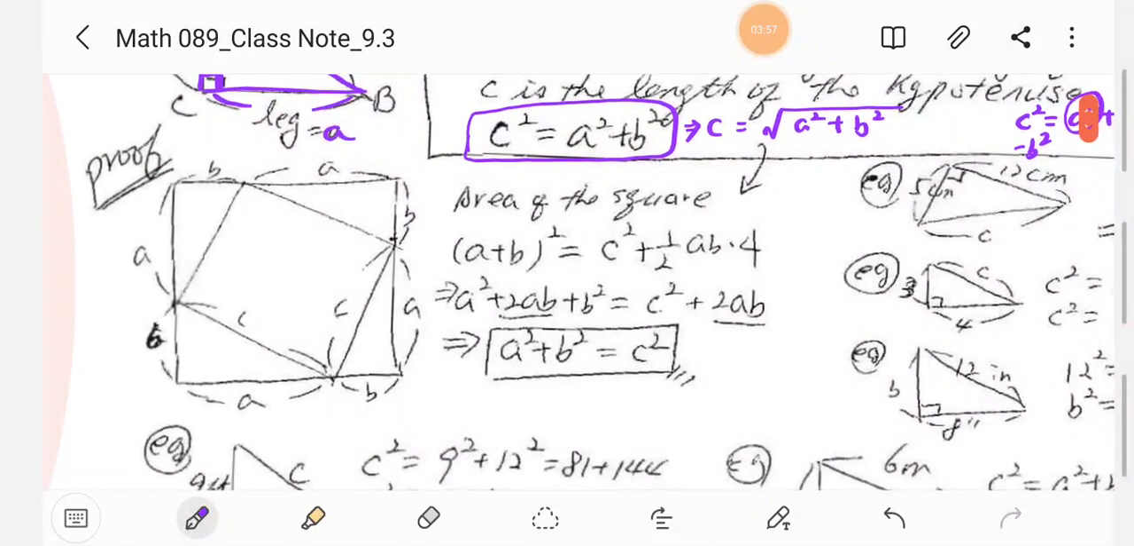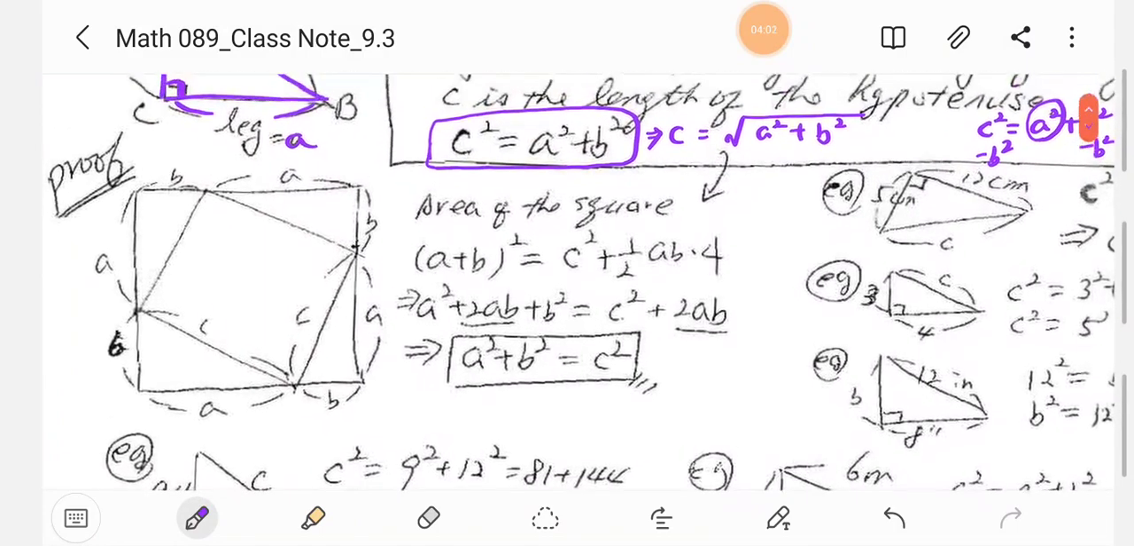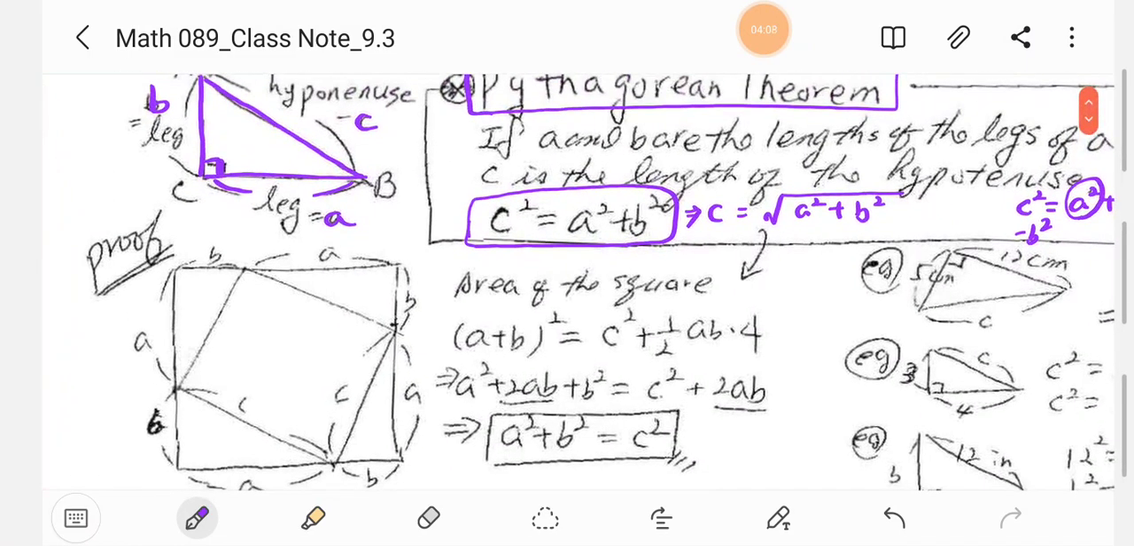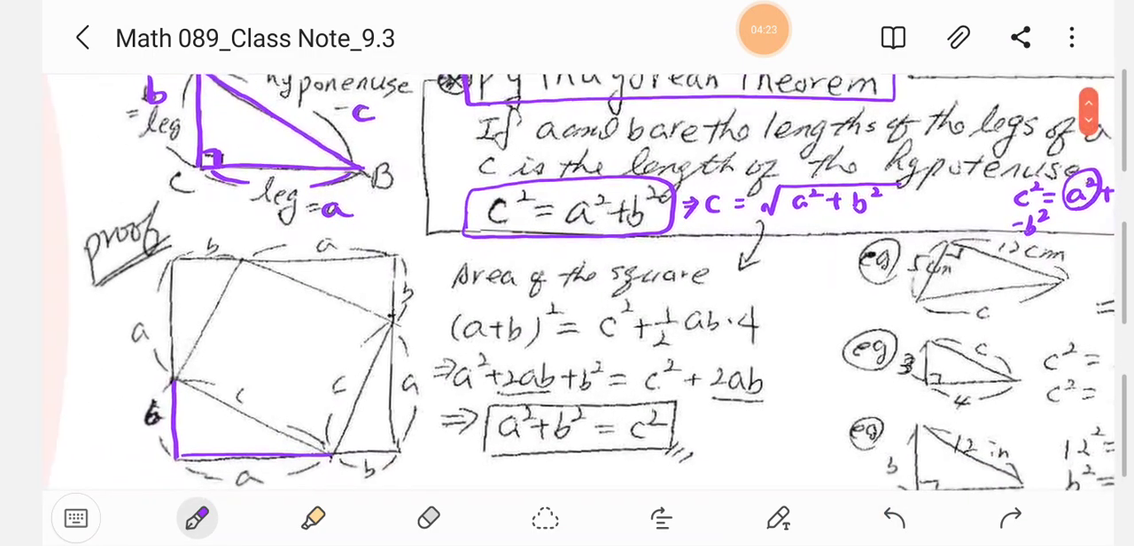All right, and now the proof. Let me explain how we got this formula. Draw the right triangle like this. Let's say b is the shorter side, a is the longer side, and this is 90 degrees. Then this is the longer side.